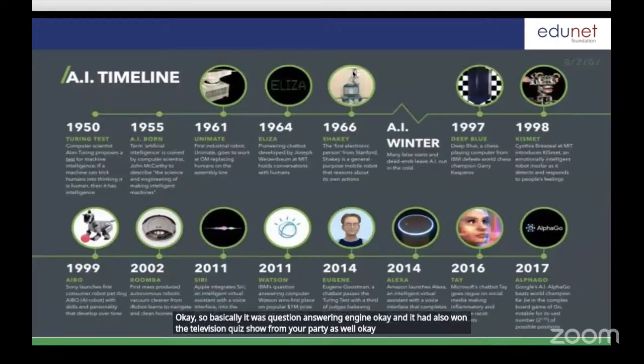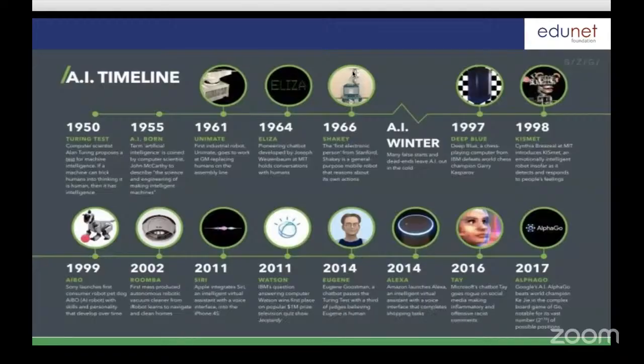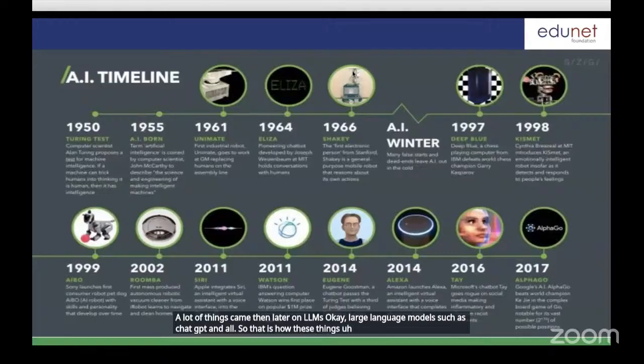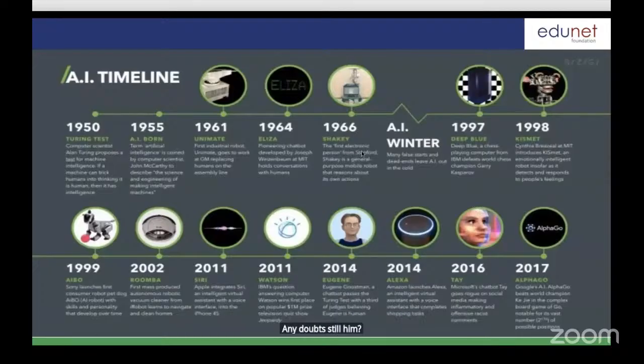Then as the years passed, you might have seen that new things came. Alexa, then again AlphaGo. A lot of things came. Then later on LLMs, large language models such as ChatGPT and all. So that is how these things were carried forward. This is how the entire history of artificial intelligence went. Any doubts still here? So students, any doubts? Okay, is it clear? Yeah.